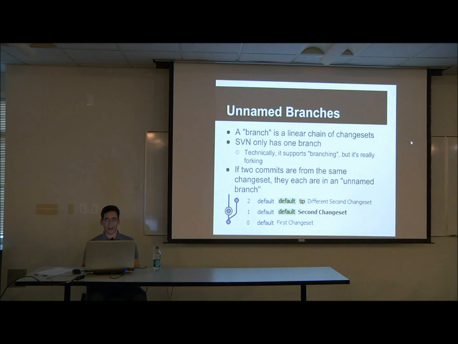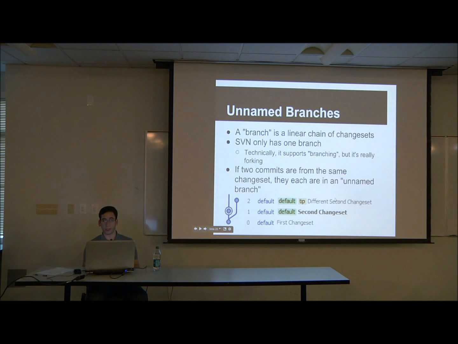So if 2 commits are coming from the same change set, they are each in an unnamed branch, which is a terrible name, but whatever. So you can see right here, here's the first change set, and here is a second change set, but here's a different second change set. So these are each in an unnamed branch. I'll talk about that in a sec.